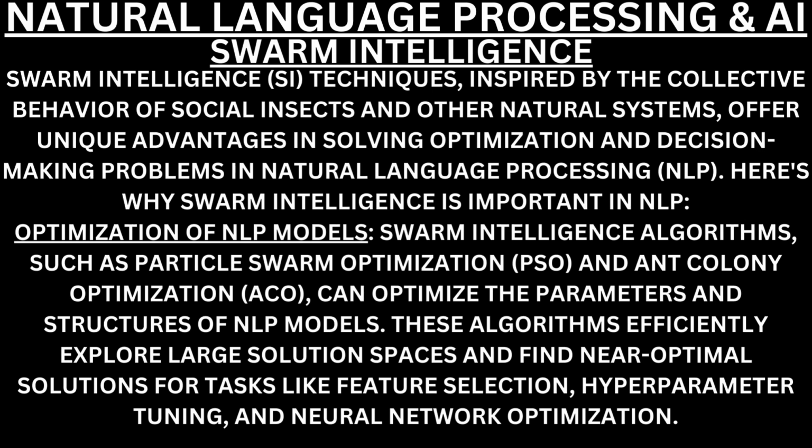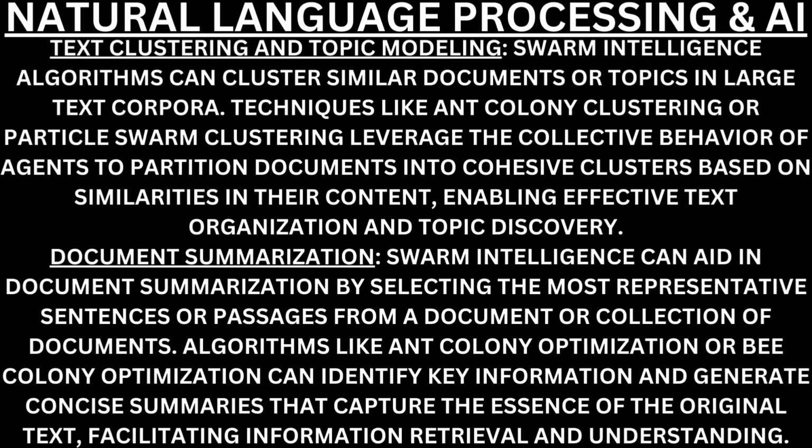Optimization of natural language processing models. Swarm intelligence algorithms such as particle swarm optimization (PSO) and ant colony optimization (ACO) can optimize the parameters and structures of natural language processing models. These algorithms efficiently explore large solution spaces and find near optimal solutions for tasks like feature selection, hyperparameter tuning, and neural network optimization.